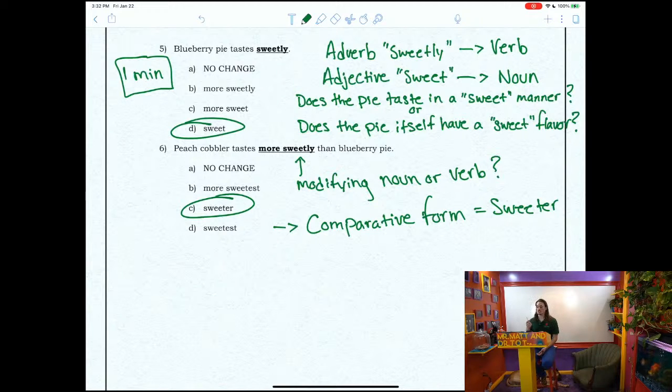We really want to use the adjective here, the comparative form of the adjective, to compare the noun peach cobbler to the noun blueberry pie. So peach cobbler tastes sweeter, with that suffix er on the end. Peach cobbler tastes sweeter than blueberry pie.